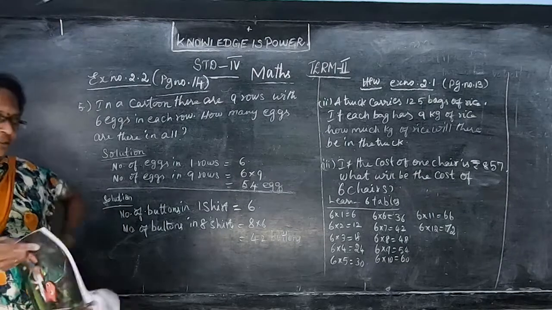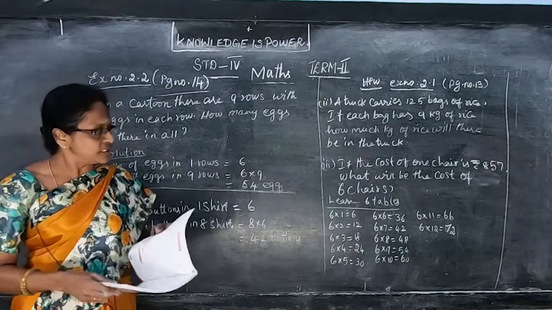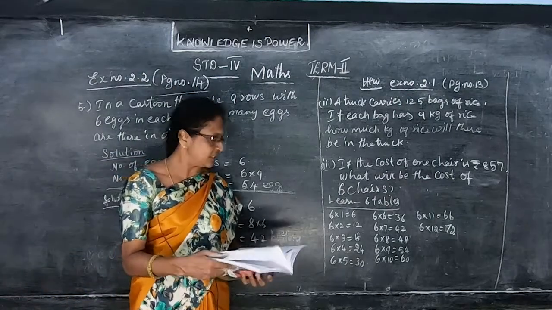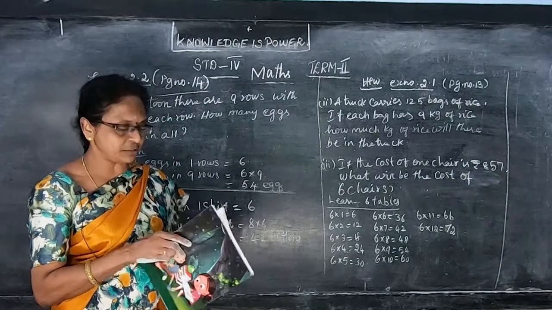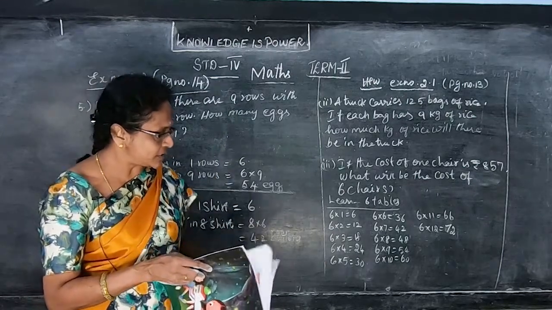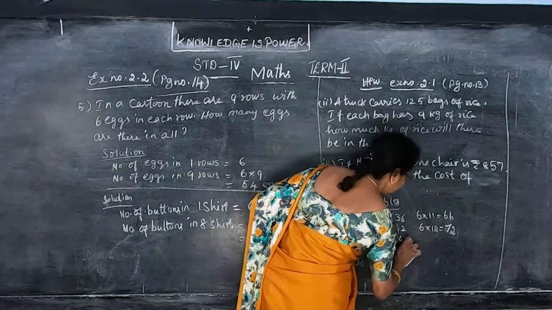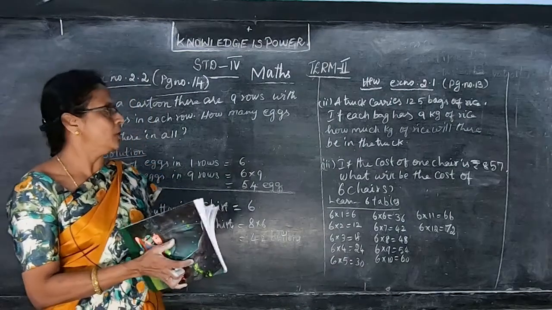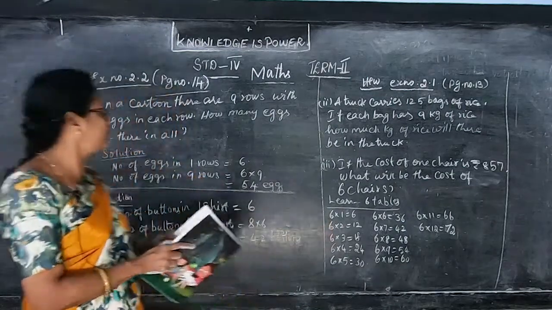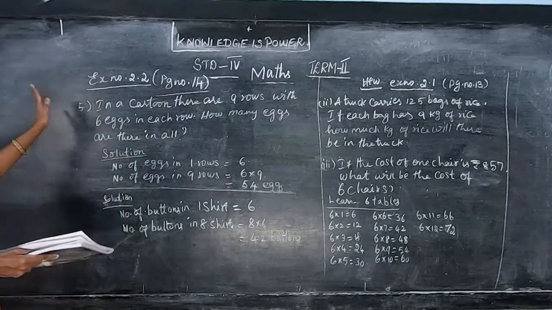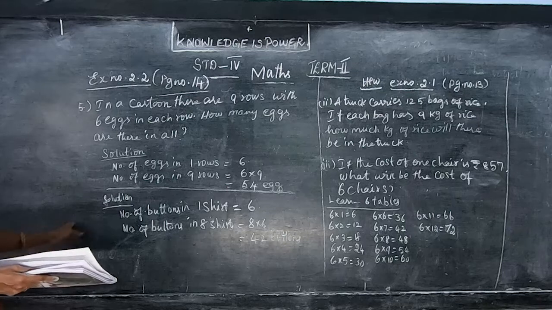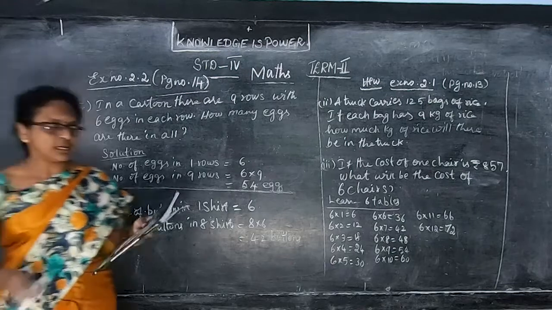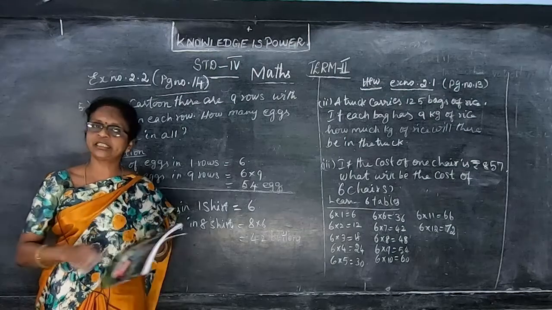So you have to learn the tables also, the 6 tables. 6 ones are 6, 6 twos are 12, 6 threes are 18, 6 fours are 24, 6 fives are 30, 6 sixes are 36, 6 sevens are 42, 6 eights are 48, 6 nines are 54, 6 tens are 60, 6 elevens are 66, 6 twelves are 72. They are going to give problems on these tables also. I gave the sums as well as the solutions, and 2 sums I gave as homework. So do this homework, children, and learn the tables also. We'll see in the next class.